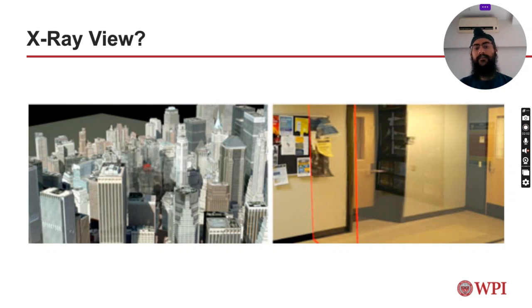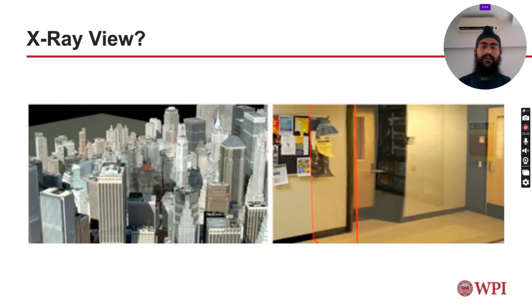So for the city, we might make the buildings that are blocking our point of interest transparent. And this works, and we can see that red dot at the point of interest, but it adds a lot of visual noise, and we can't really get a good sense of the area around that red dot.